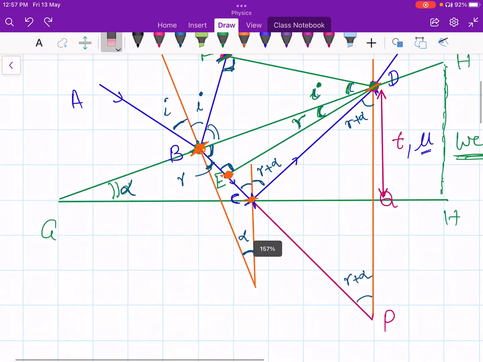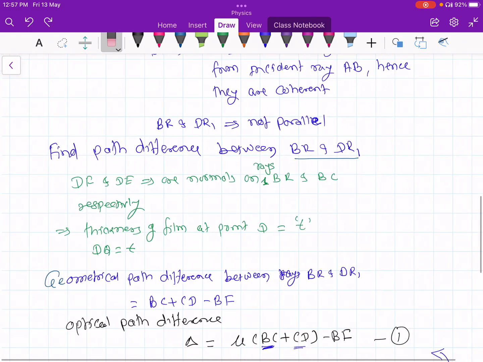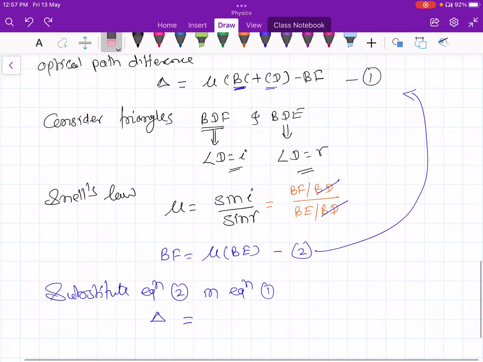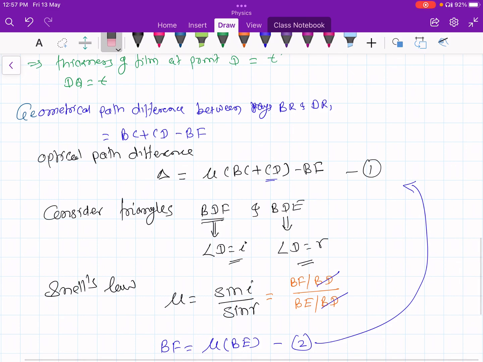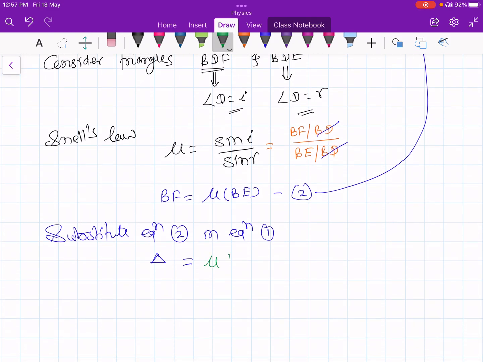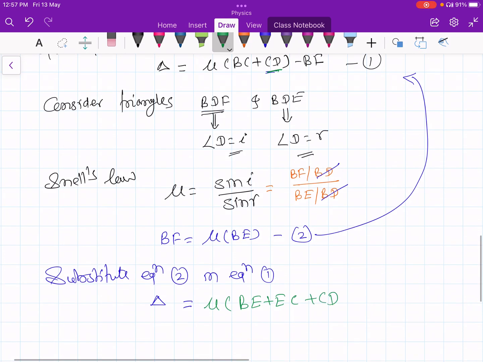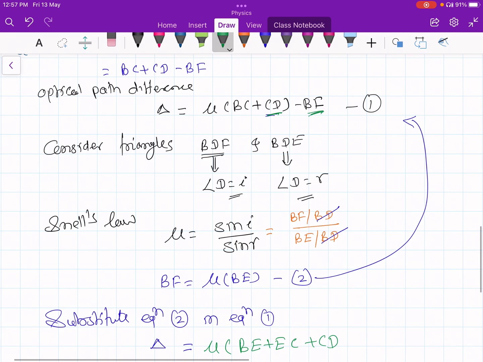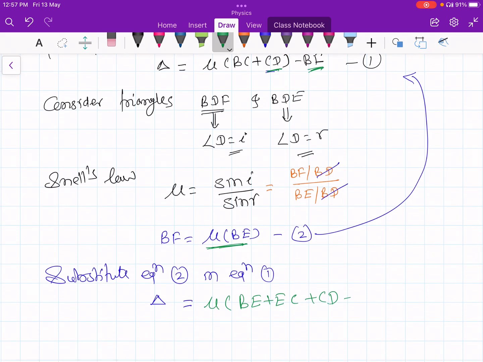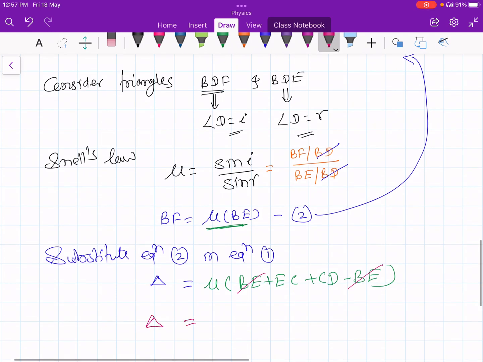Okay, BE plus EC I can write. So this BC is equal to BE plus EC. I will write that as mu times BE plus EC. Then this CD as it is, plus CD. Then minus BF, but this BF is mu times BE. So mu is common, so in the bracket minus BE. So this BE cancels with this BE. What I get is delta is equal to mu into EC plus CD.